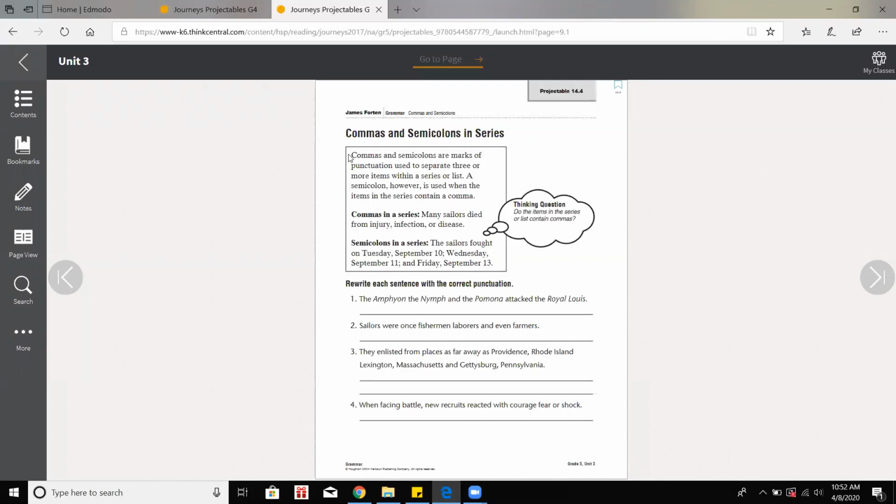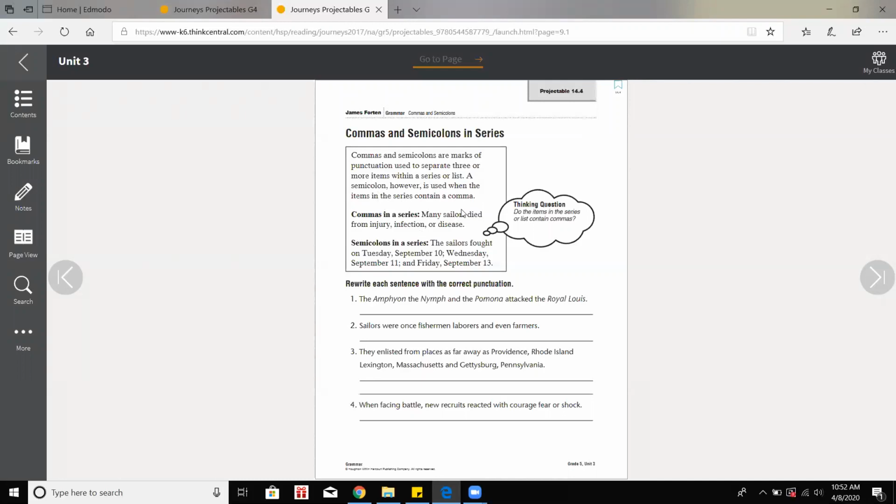Commas and semicolons are marks of punctuation used to separate three or more items within a series or list. If you have a collection of three or more items in your sentences, then it's best to use commas or semicolons to separate them. A semicolon, however, is used when items in the series contain a comma already.